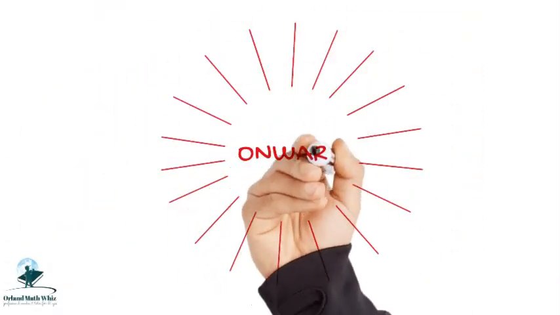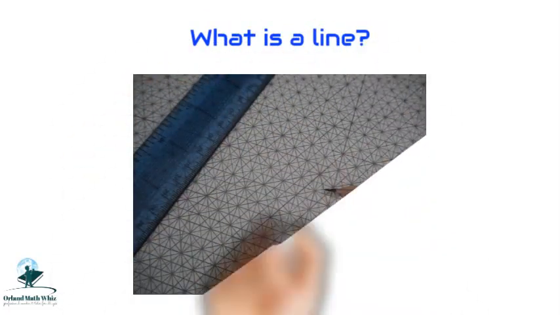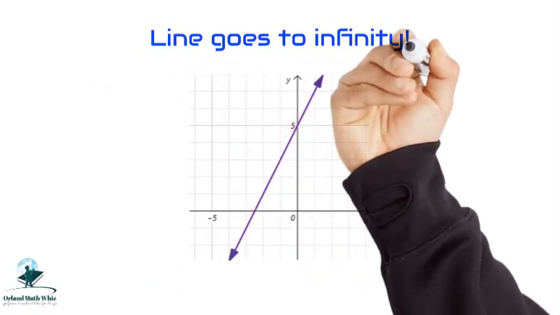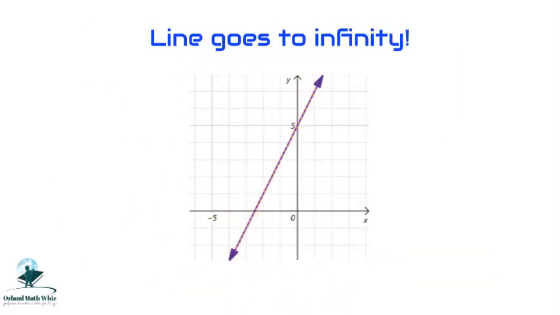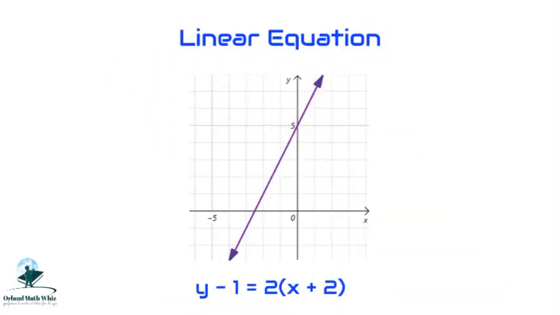Now, let's start activating your inner math wizardry. A line is a straight, one-dimensional geometric figure that has neither a length nor width. It is made up of an infinite number of points and extends in opposite directions. A linear equation is one that describes a line.